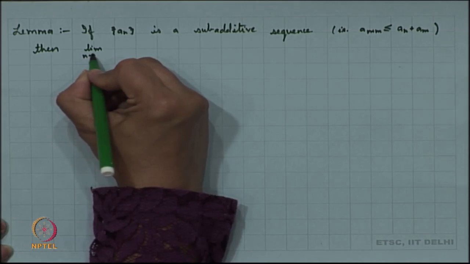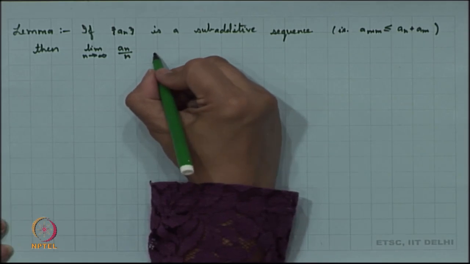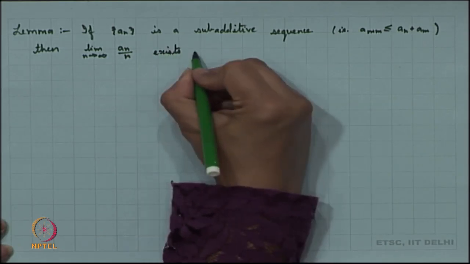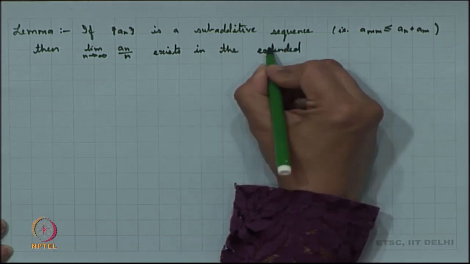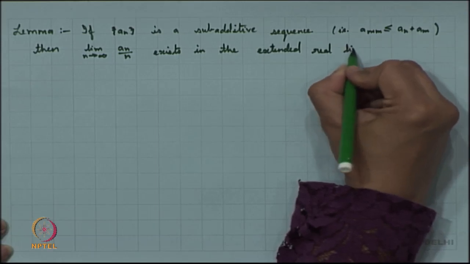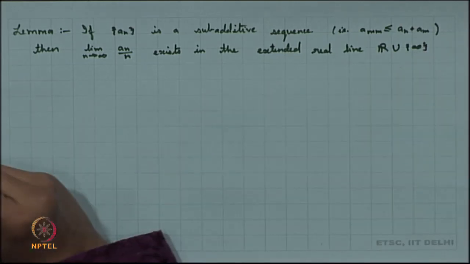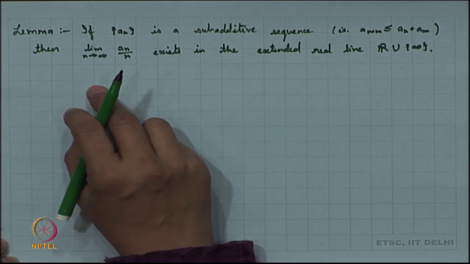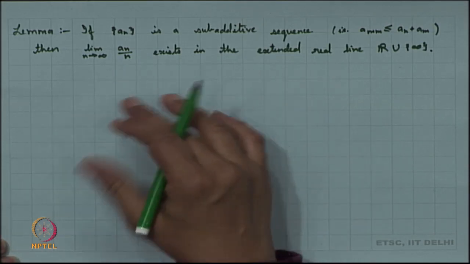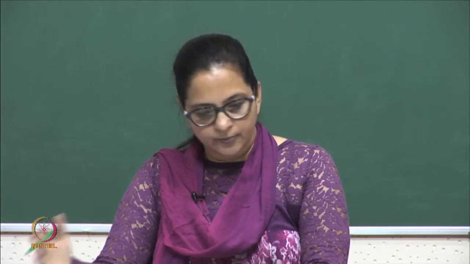the limit as n tends to infinity of a n upon n exists in the extended real line, that means I am looking into R union infinity. So if I take the ratio a n by n, this limit exists. This limit can also be infinite, but it will definitely exist. So, this limit is either a real number or it is infinite.